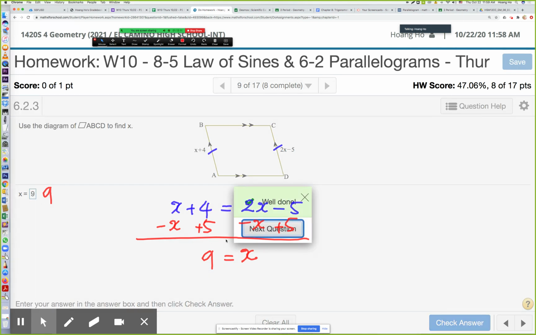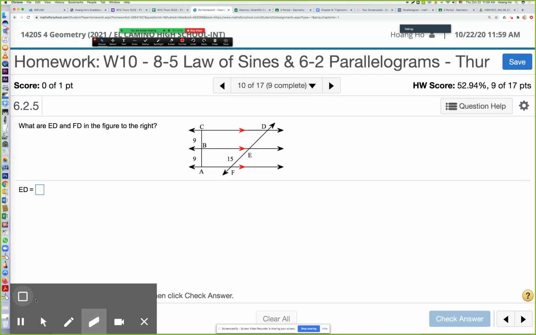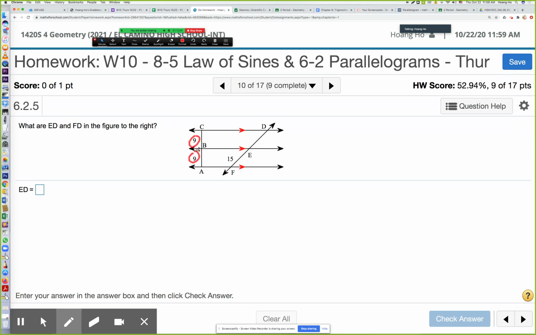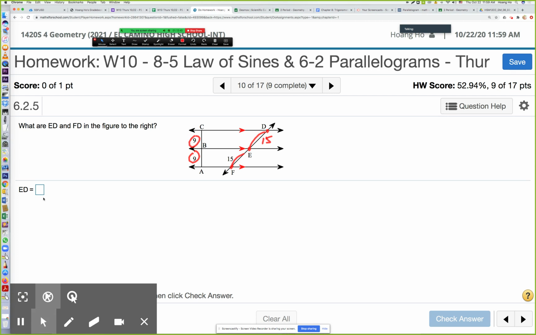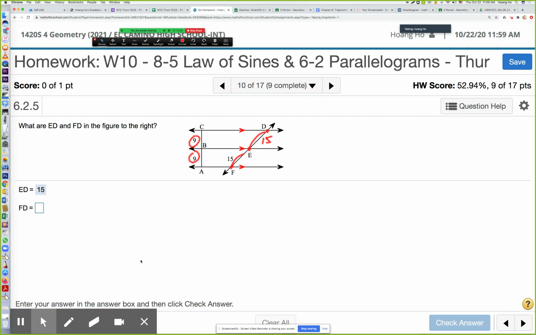Nice. All right. Next question over here, question number 10. You have the set of parallel lines over here, and if you notice, this is 9 and 9. Therefore, this set of parallel lines will cut off congruent segments on any transversal. So this part and this part have to be equal to each other. If they ask for ED, it has to be exactly 15. So I put right here 15 and then I'm done.